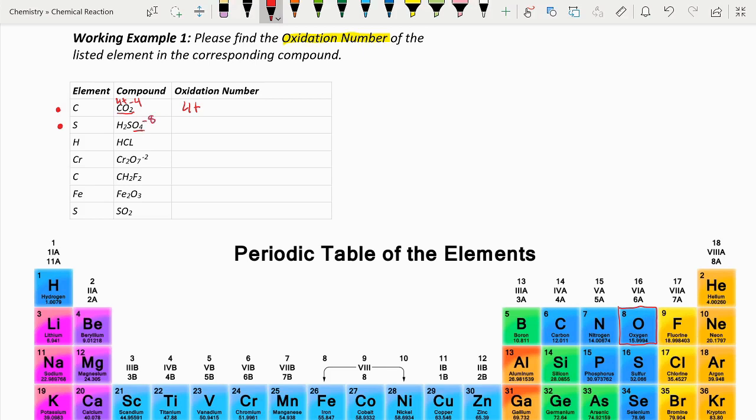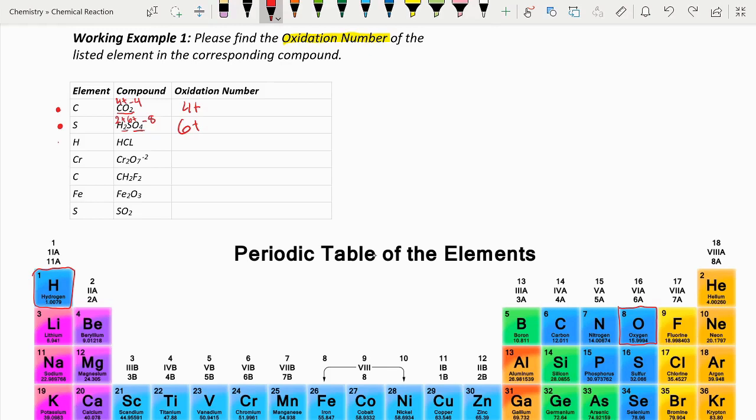8. But we also have hydrogen, and hydrogen is in the first group, which means that every atom of hydrogen has one electron to either lose or share, and we have two hydrogen atoms, which means that this can give 2 electrons. But we still have 6 electrons more to give, which means that sulfur's oxidation number would be 6 plus.